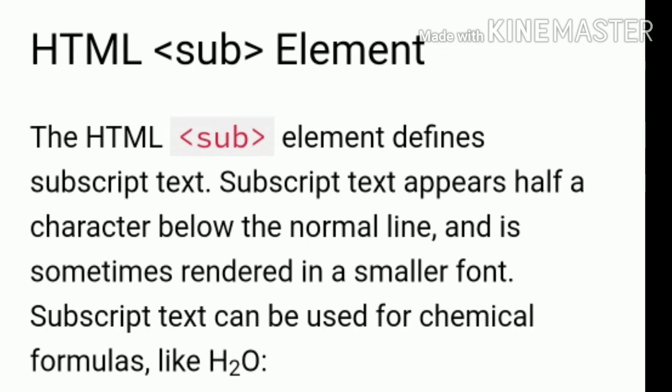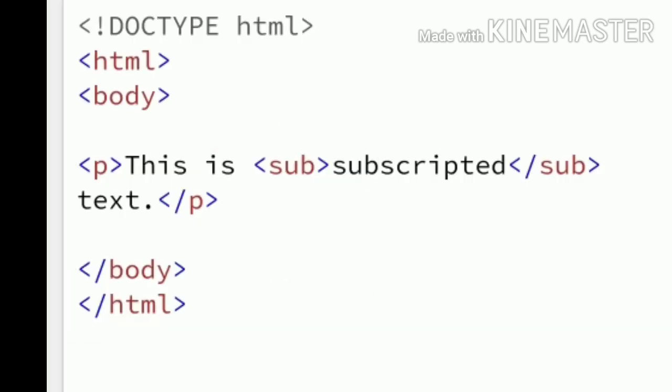For example, you can write H2O, the water formula. You can use this type of program. For the subscript, you can use the code similar to the previous ways. All programs are the same. You can write the first program: open the HTML tag, then open the body tag, and then open a paragraph tag.